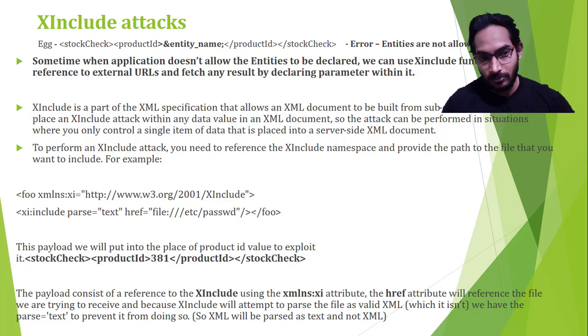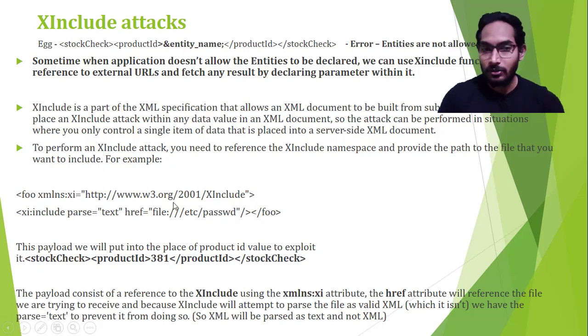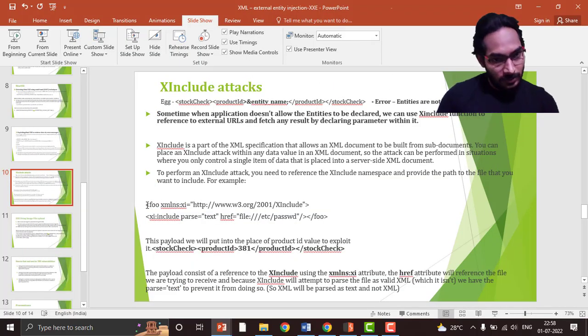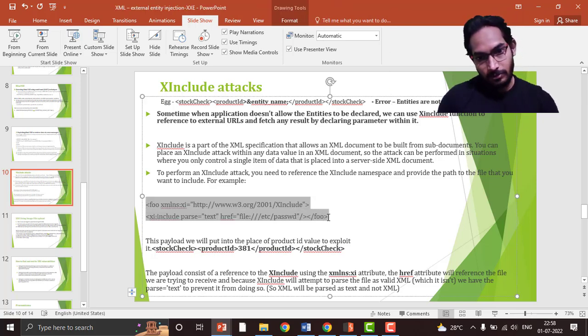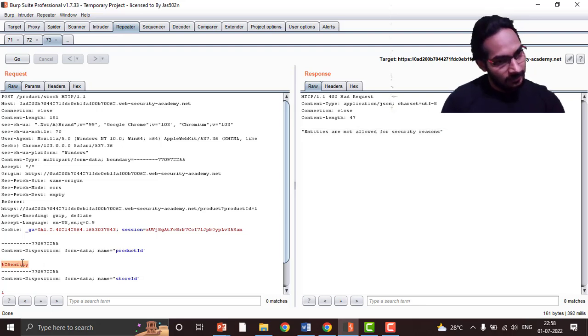So XInclude, we have already given it here, and we have set it to text, and we are referring to this value. This is the namespace we have given here, and that's all. This is the well-defined XInclude payload that you can use to access whatever file you want. You can give a reference to the file here, and then you can use it. So this is what we are going to do. We will simply copy it, and we'll go to Burp, and in place of product ID, let's put it here.